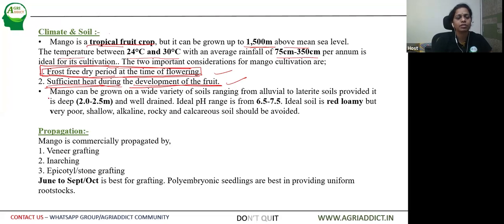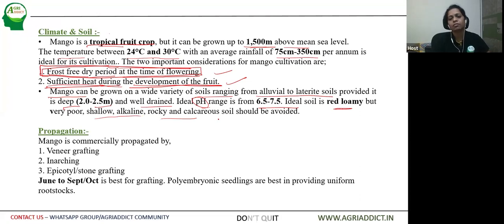Then the soils. If you look into the soils, mango can be grown on a wide range of soils, from alluvial soil to laterite soils, but black cotton soils should be avoided, provided the soil is deep, up to 2 to 2.5 meters in depth, and also well drained. The ideal pH range must be between 6.5 and 7.5. It thrives well under red loamy soils, but very poor shallow alkaline rocky or calcareous soils should be avoided.